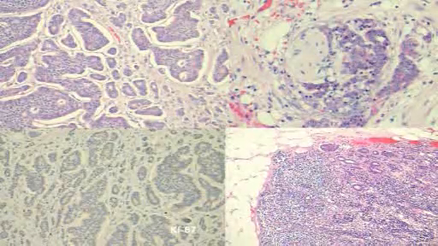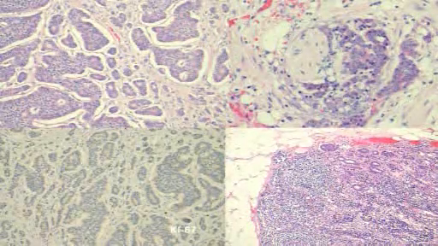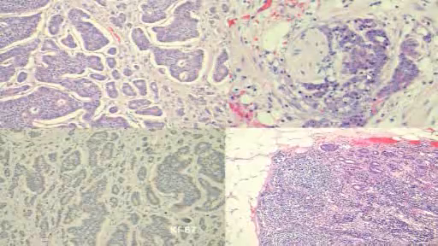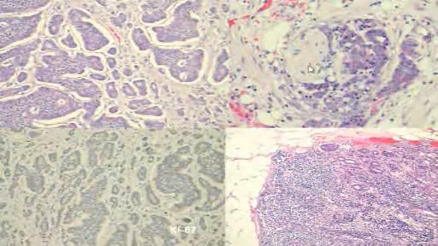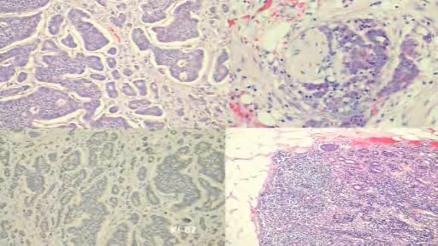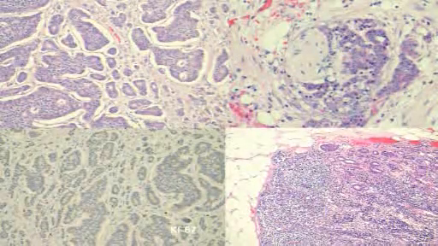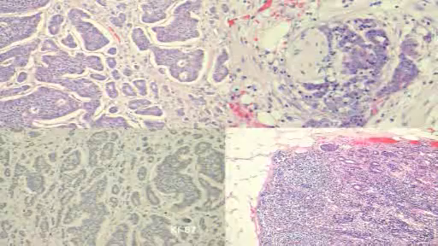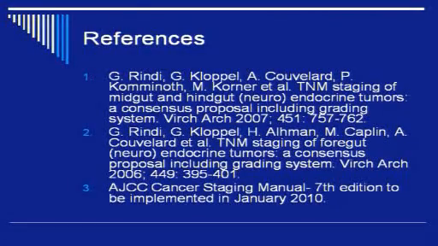This is an example of a well-differentiated neuroendocrine carcinoma with perineural invasion. So we see a nerve there, and the tumor has perineural invasion. The Ki-67 not very high. I think in this case it was about 2 to 3%. But there were lymph node metastases also. So it was clearly a carcinoma. It was a well-differentiated neuroendocrine carcinoma of the colon.